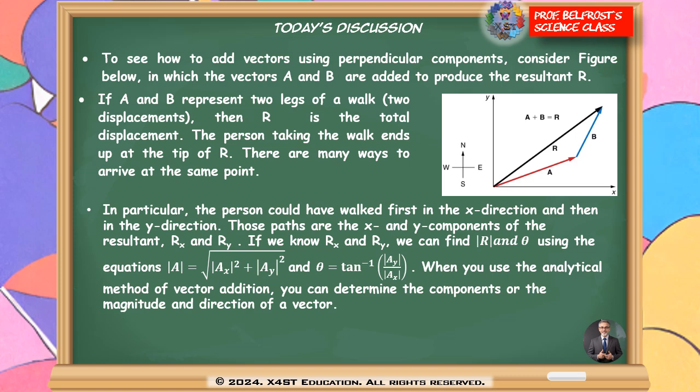To see how to add vectors using perpendicular components, let's consider the figure below, where vectors A and B add to produce the result R. If A and B represent two legs of a walk, then R is the total displacement. We can analyze this by first resolving each vector into its respective x and y components. The magnitude of A is the square root of the sum of Ax squared and Ay squared, and theta is the arctangent of Ay by Ax, like before.